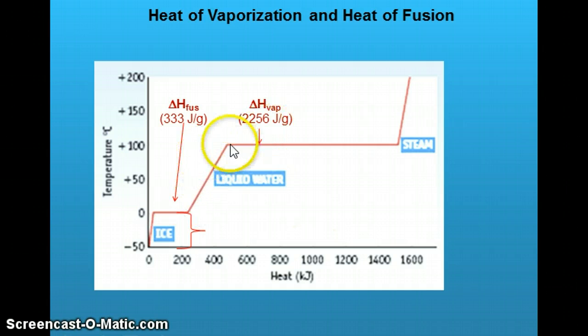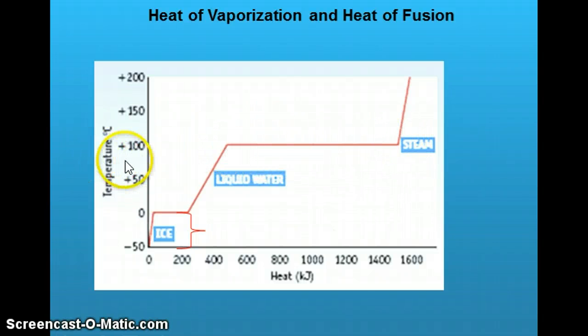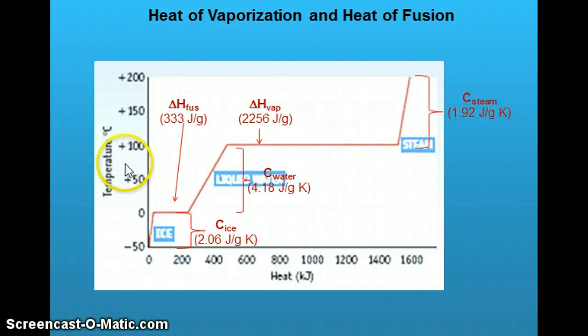All right? So the heat of fusion is the energy necessary to get through that part of the plateau. The heat of vaporization is the energy necessary to get through that part of the plateau. All right? Now, there are some other numbers that I have on this picture.